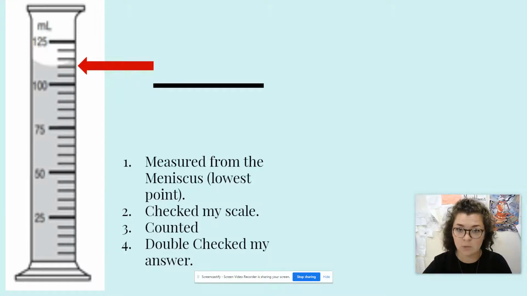If it wasn't, rewind a little bit, go back through, and double check that you understand how to measure using a graduated cylinder. Because if you don't, when we get to the next couple parts, it's going to get even crazier, okay? So this is a simple skill that you will have to have mastered. So make sure that you understand this before moving on.